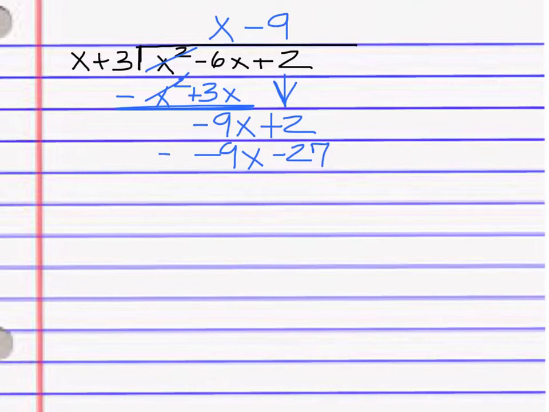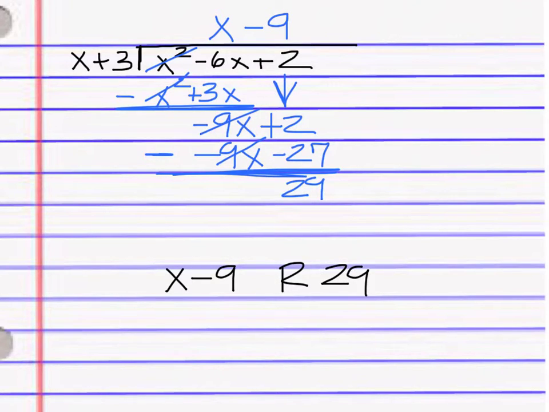Don't forget your subtraction sign. What is negative 9x minus a negative 9x? 0. What is 2 minus a negative 27? 29 is right. Now, there's nothing else left to drop, so your final answer should be x minus 9 with a remainder of 29. Here's example 4.